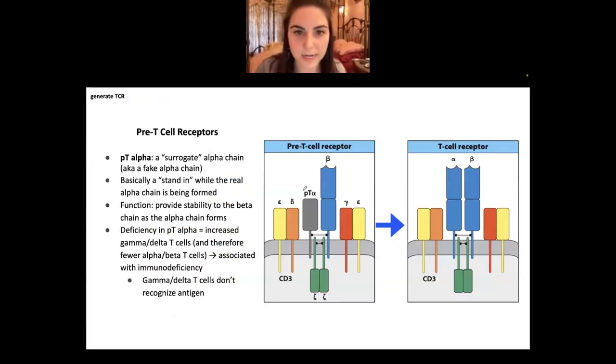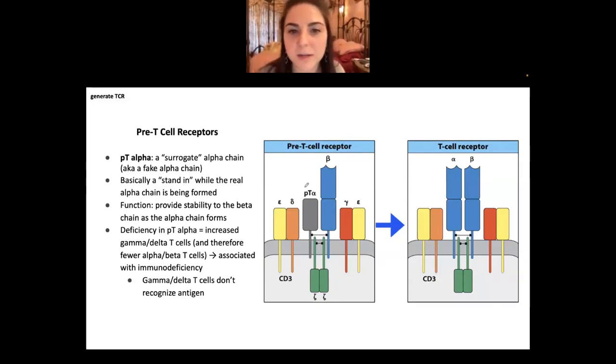It needs a surrogate, kind of like when we talked about the heavy chain rearrangement. After it underwent VDJ, the light chains needed to rearrange, and you needed to add surrogate light chains. It's the same idea. If we want the beta chain to rearrange, we need to add a surrogate alpha chain. It's like a fake alpha chain.